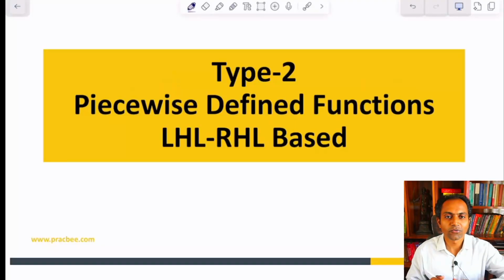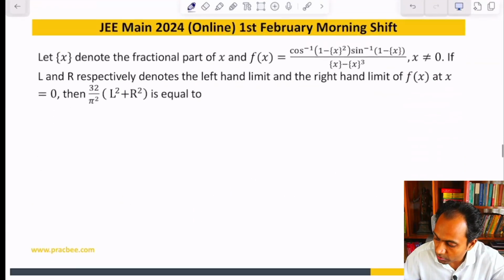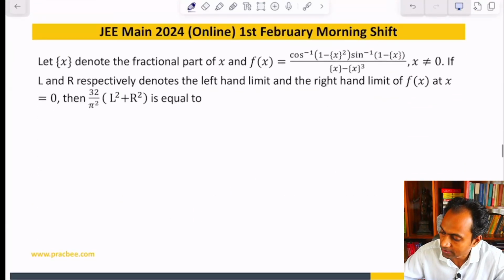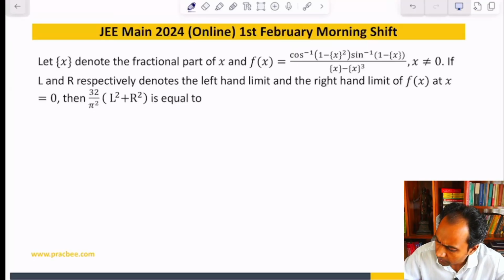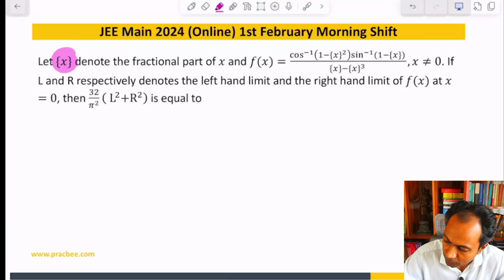Now, the next category of questions are based on piecewise defined functions, especially involving modulus, fractional part, greatest integer function. And in such questions, LHL, RHL based technique works the best. Let us look into this 2024 question that was based on this idea. You can see that the function involves the fractional part of x. They have clearly mentioned it in the question. Until and unless mentioned, don't assume every bracket to be GIF or fractional part.